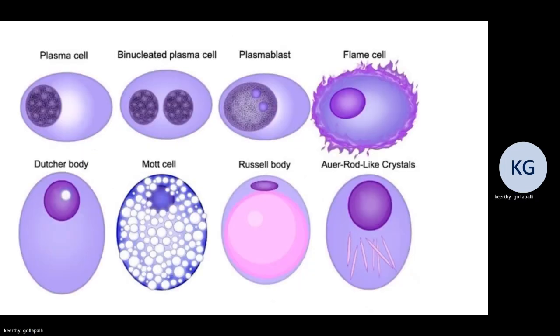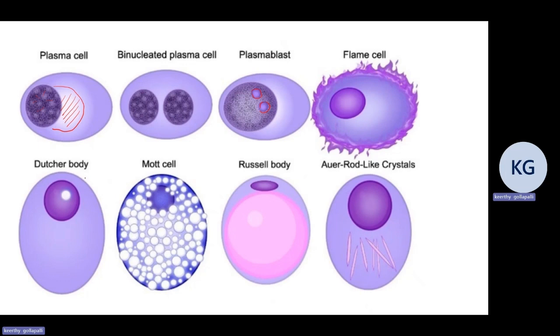Remember. Then how does a normal plasma cell look? It will have an eccentrically placed nucleus with a cartwheel-like chromatin, and there will be a perinuclear hof. Why do we see this perinuclear hof? It means they are producing immunoglobulins. Immunoglobulin is a type of protein, so it will not take up the stain, and that is why you see this clear area called the perinuclear hof. Then you have binucleated plasma cells. You can have a plasmablast where you see prominent nucleoli, and you can have flame cells.